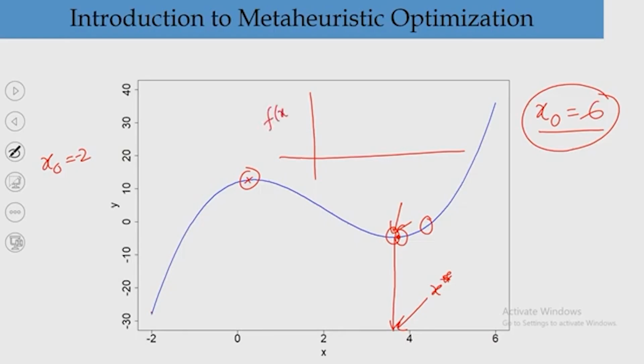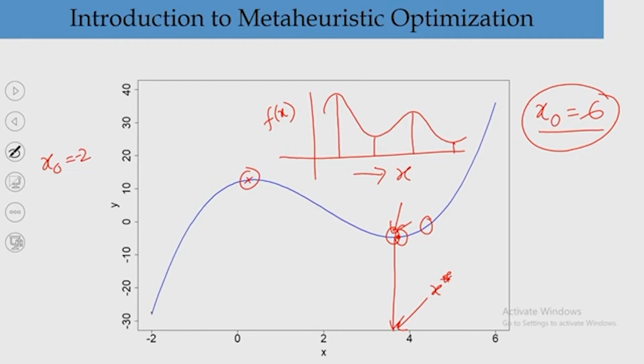So, this is f x and this is x. Suppose the function is like this. So, we have one solution here and this is a maximum point. We have another solution, this is also a maximum point, this is another point, this is a minimum point, and this is also a minimum point.